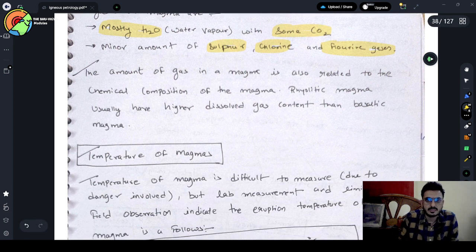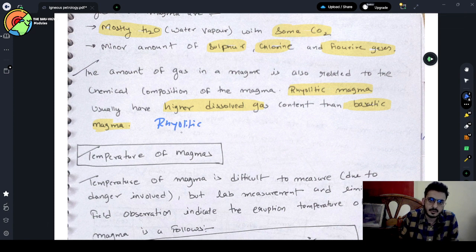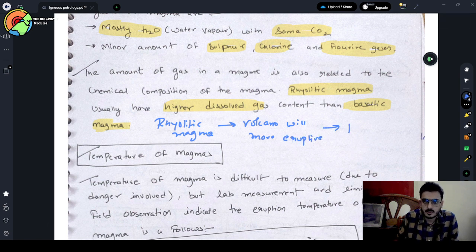Now the amount of gases in the magma is also related to the chemical composition of the magma. For example, rhyolitic magma usually has higher dissolved gas content than basaltic magma. So if rhyolitic magma is there, the volcano will be more explosive, for example Plinian type volcanoes.